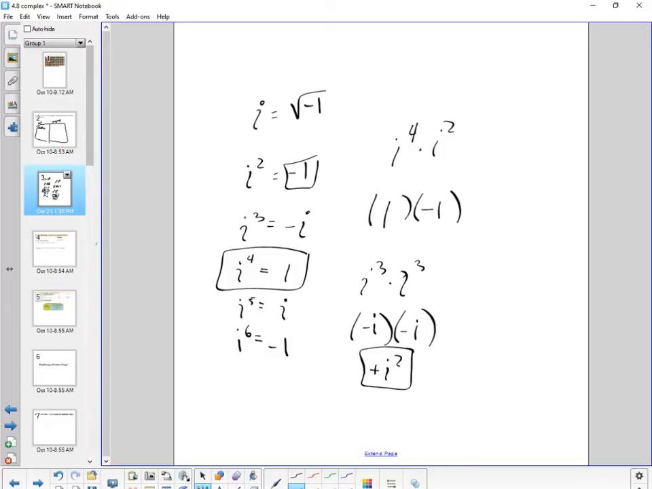Okay. Can I get rid of this work here? Nope. Let's see if you guys can find i to the seventh. i times negative 1, so it means negative i. And the negative i is negative i.